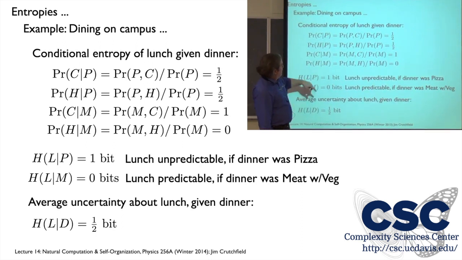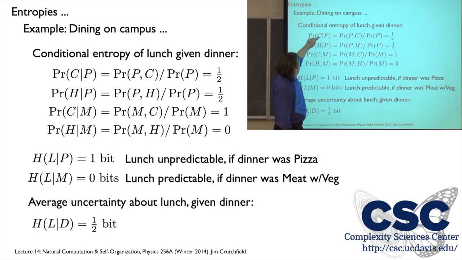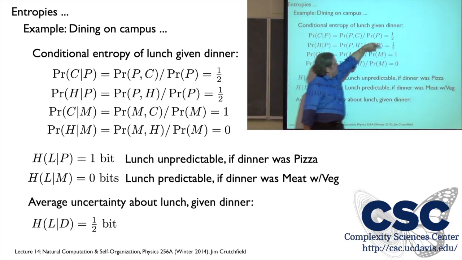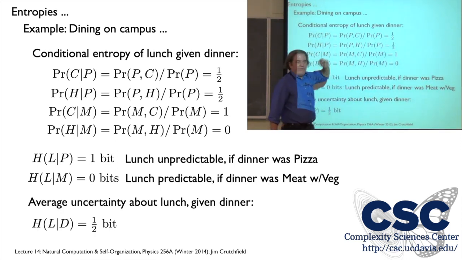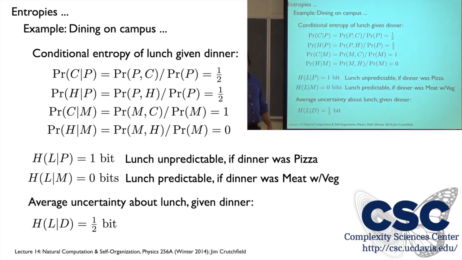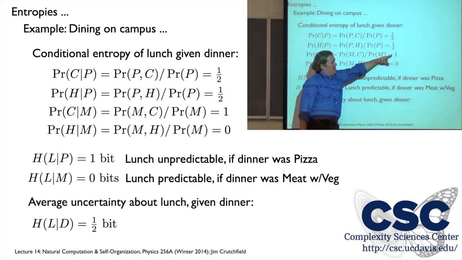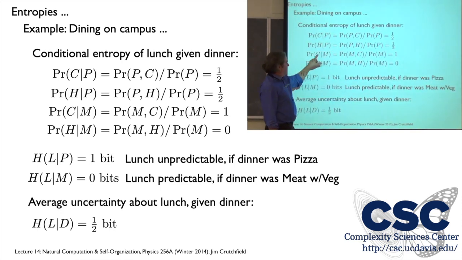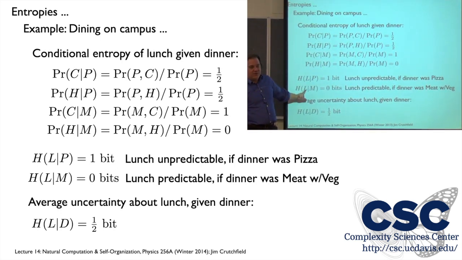Well, it's pretty clear that given pizza the night before, casserole, hot dog, it's 50-50, not useful at all. Having pizza is not predictive. However, if I have meat with vegetable, it actually is completely predictive of what I'm going to have. If I have meat with vegetable, I'm going to get the casserole for lunch. So the conditional entropy, given the particular event of meat with vegetable, the lunch is completely predictable. We have zero uncertainty.